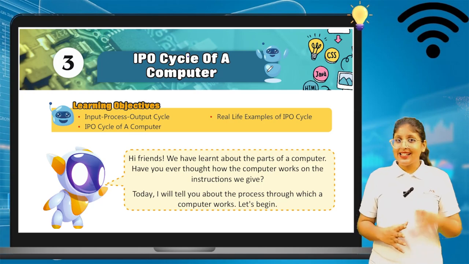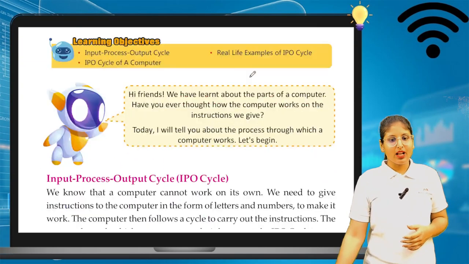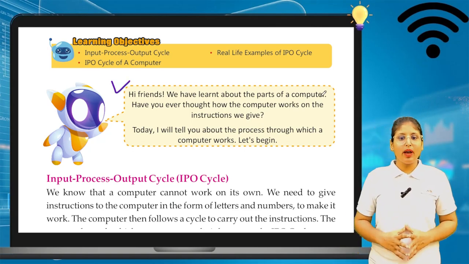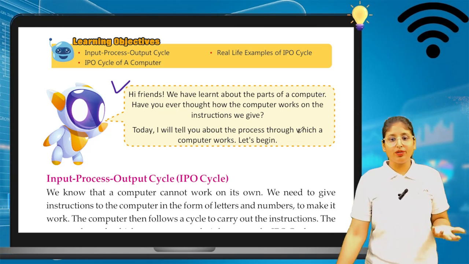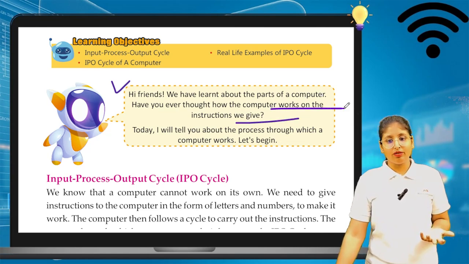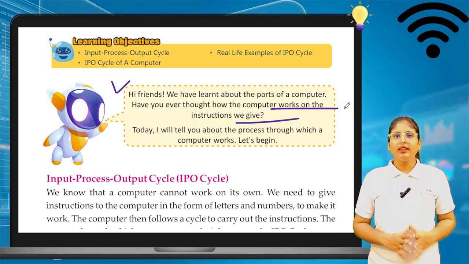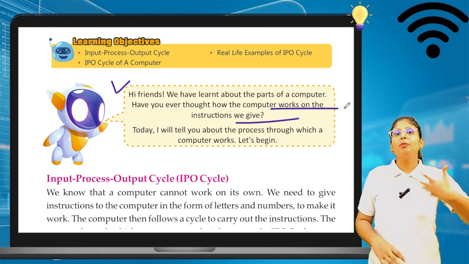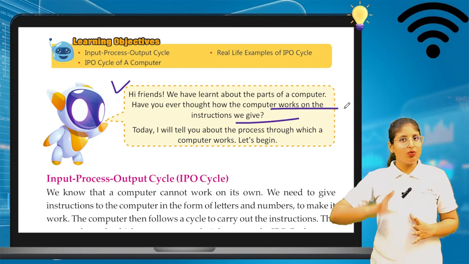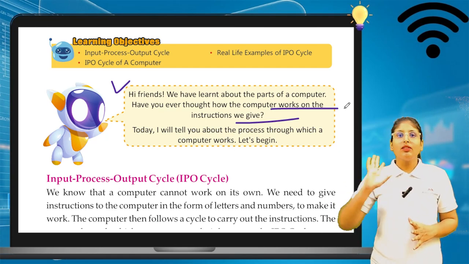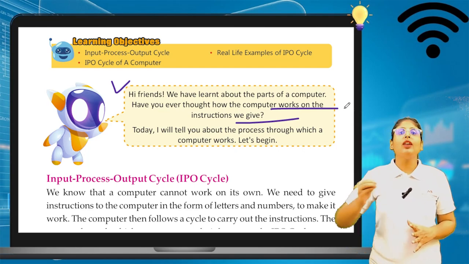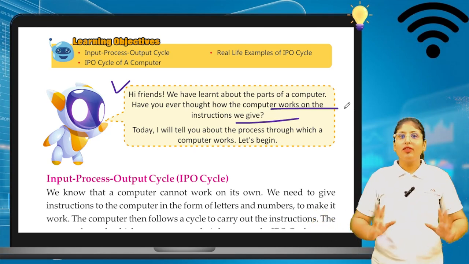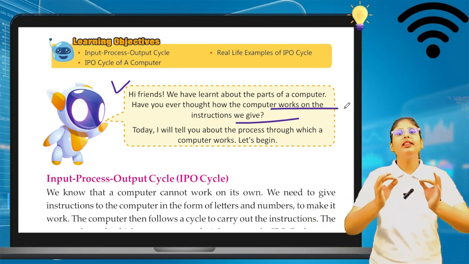So let's start this chapter number 3. Hi friends, we have learned about the parts of a computer. Have you ever thought how the computer works on an instruction we give? In the previous classes, we learned about the computer and its parts. In this chapter, we will see how the computer works on your instruction. If you want to give an instruction to the computer, then only the computer works. It does not work automatically.